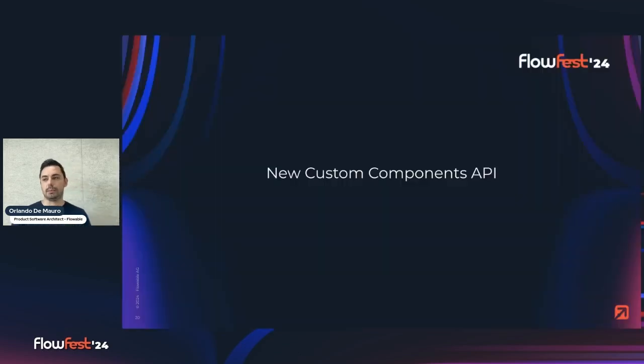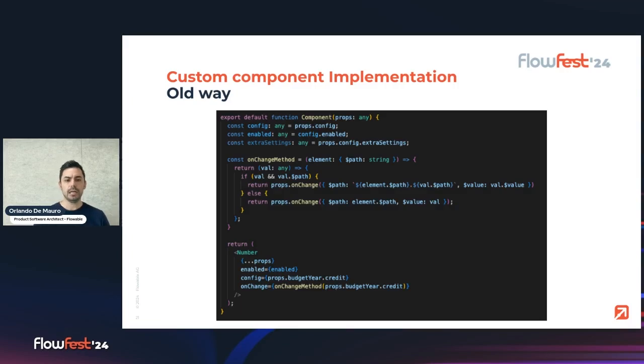But also, as said before, we saw that we needed a way to standardize how developers are implementing custom components. So for this reason, we created a new custom component API. Here, you can see an old way of doing a custom component. You can immediately notice that most of the properties weren't typed. And also we have this onChange method that needed to be copied into our component to make it possible to change, for example, values in the children.